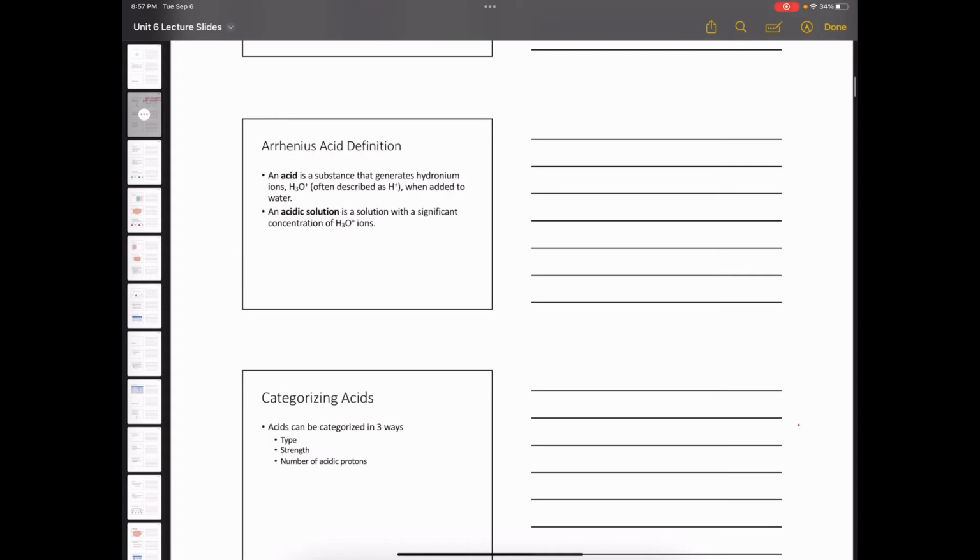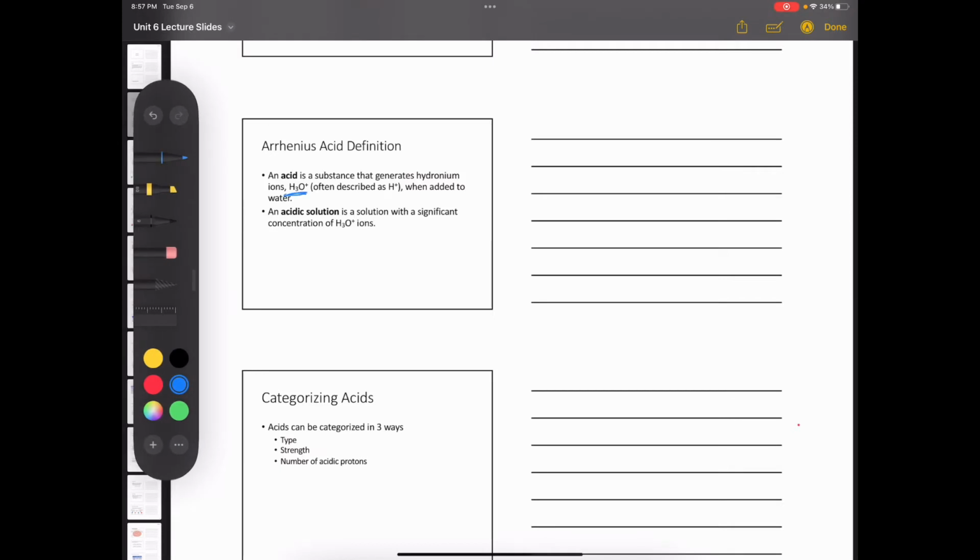When it comes to definitions of acids, so how do we define that this substance is actually an acid? A scientist called Arrhenius, who is one of the Nobel Prize winners in chemistry, defined acids as a substance that generates hydronium ion in solution with water. So if you were to add water to an acid, the acid will dissociate and form hydronium ions.